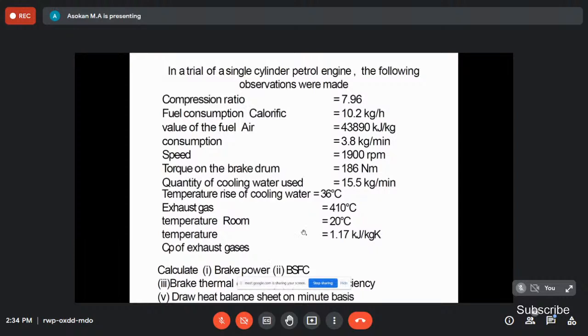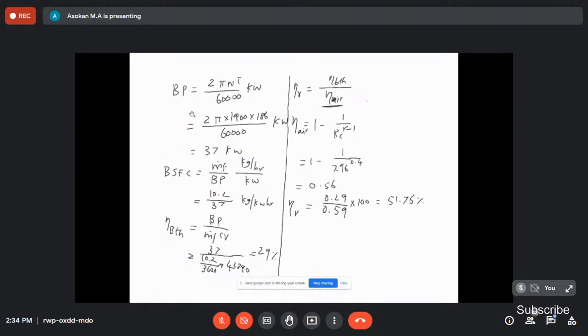So we calculate the brake power, the brake specific fuel consumption, and the brake thermal efficiency. So how to do the problem? First see the brake power. So what is the given brake power? There are different methods. So what method is adopted here?